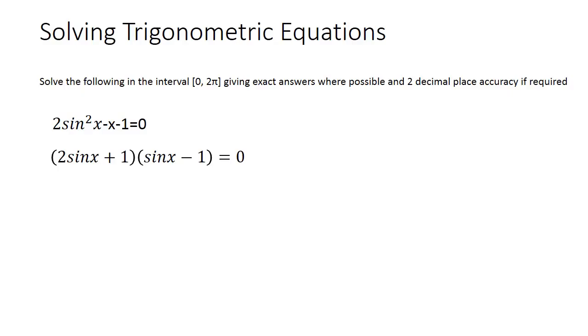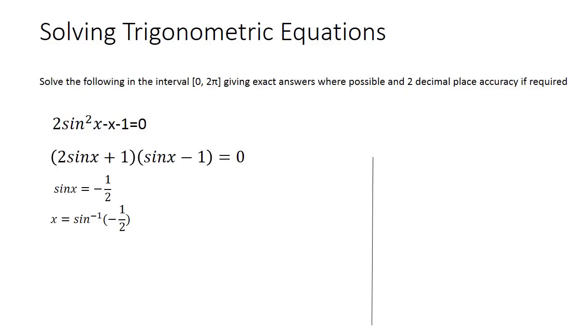So those are your factors, 2 sine x plus 1 and sine x minus 1, both equal to 0. The zero product law says that you set each one of them equal to 0. So if we set sine x equals minus a half as our first equation to solve, it does mean that x itself is equal to the inverse of sine of minus a half.